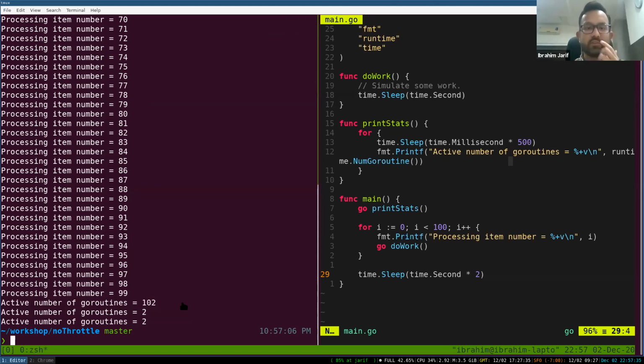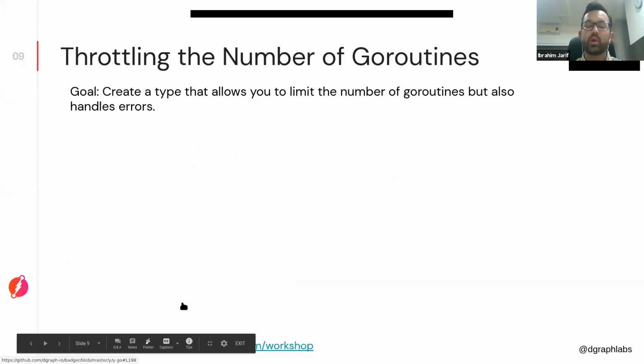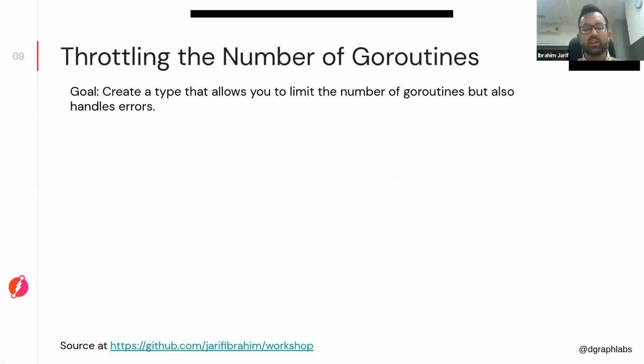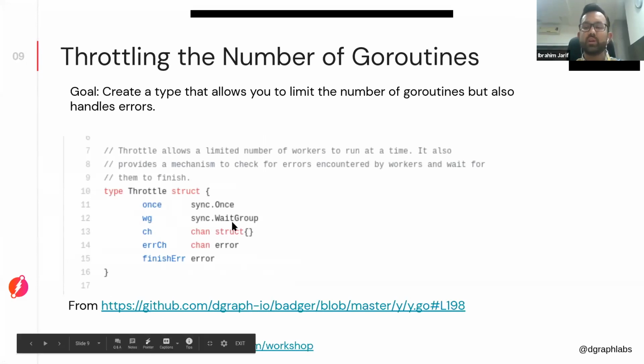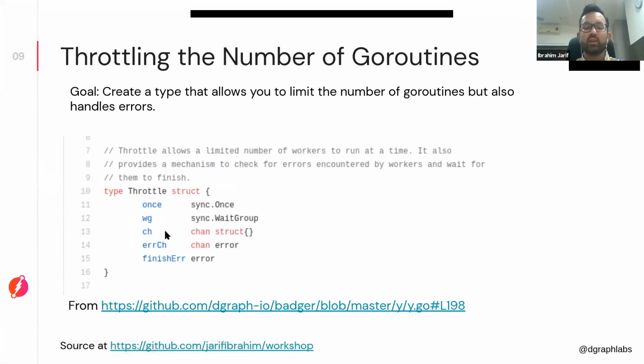So moving on, now we'll look at the throttle type. This is nothing special. It's a type that we use internally at Dgraph to limit the number of goroutines. It's a very straightforward type. It has a wait group, which allows me to wait for things. It has a channel, which acts as a gatekeeper. And there's an error channel, which allows me to catch any errors that happen in the background goroutine as well.